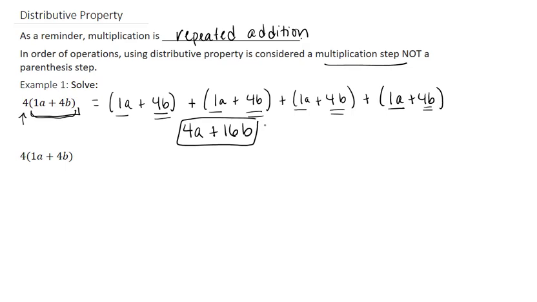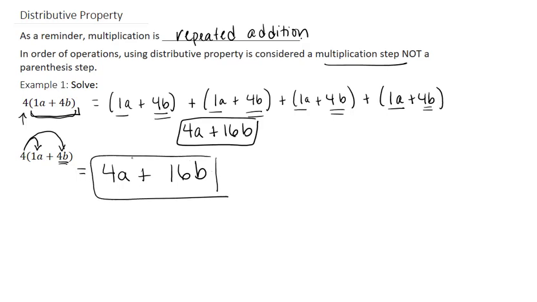However, there is a simpler way to solve. When we look at distributive property, we're looking at this 4, and we're going to multiply it by the first term, and then we're also going to multiply it by the second term. So we have 4 times 1a. 4 times 1 is just 4, and we leave the variable as is. Then we have 4 times 4, which is 16, and we leave the variable, so it's b. So we have 4a plus 16b.